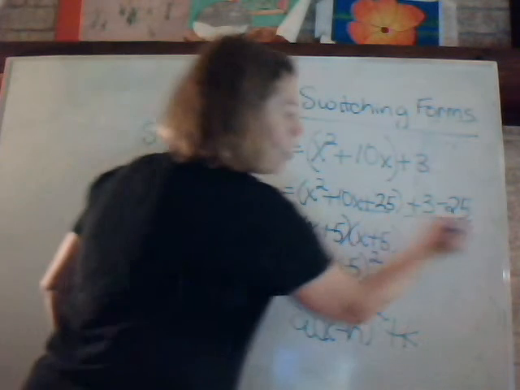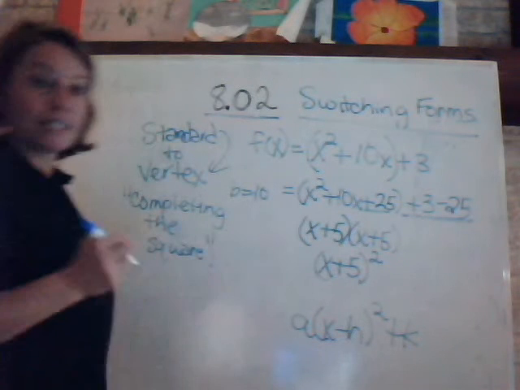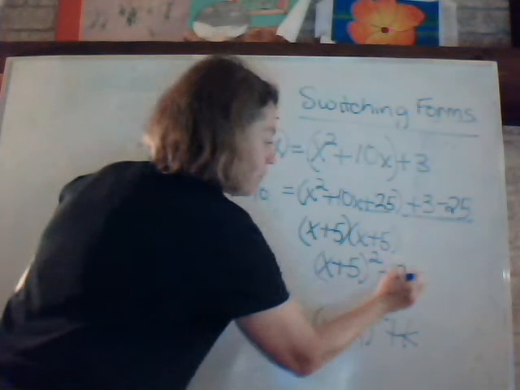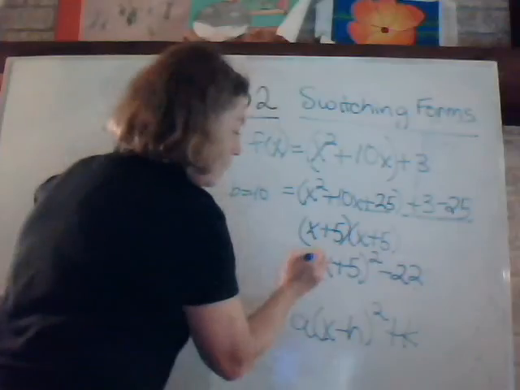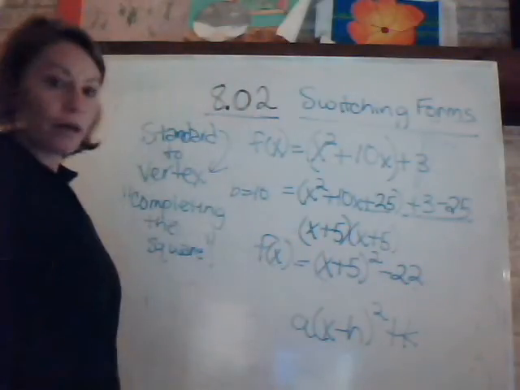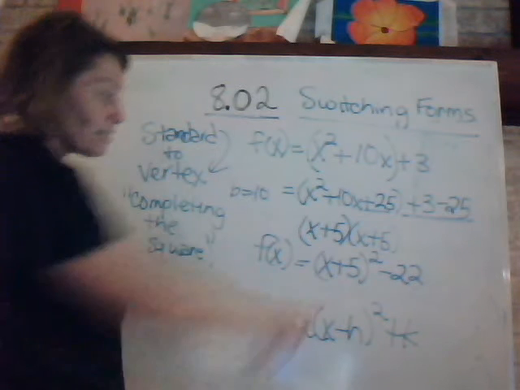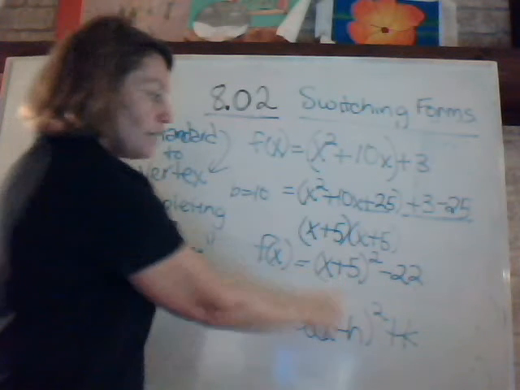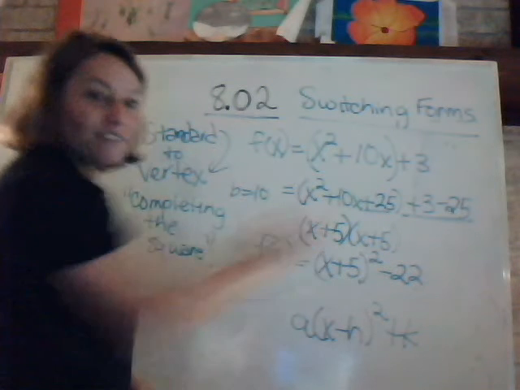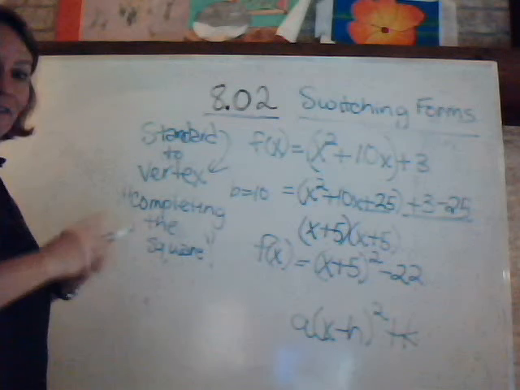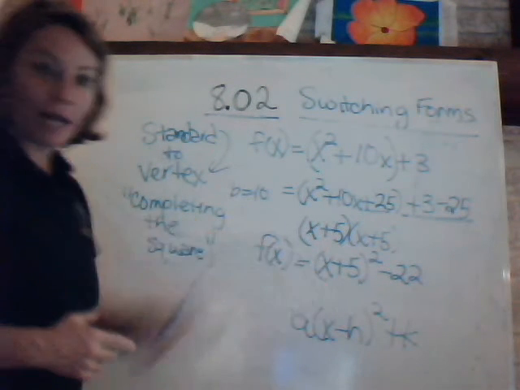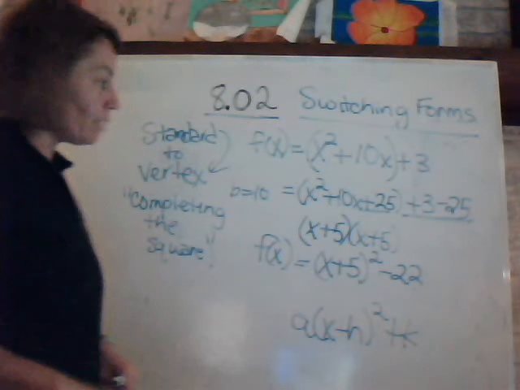Then out here, all I have to do is combine my constants. 3 minus 25 is a negative 22. And there is my function now in vertex form. So what is the vertex? Opposite of h and the same as k. Negative 5 and negative 22. And you have this formula in vertex form. Okay, so I did that in 3.5 minutes.